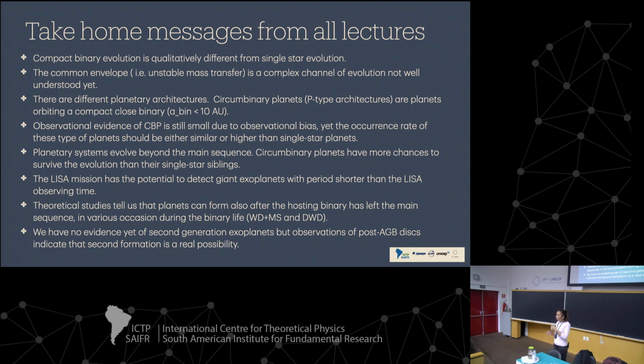Thanks for the lecture. What do we know about the habitability of exoplanets that are orbiting circumbinary planets? I mean, we know that exoplanets can survive beyond the main sequence, but do we know something about the radiation or the atmosphere of these planets?